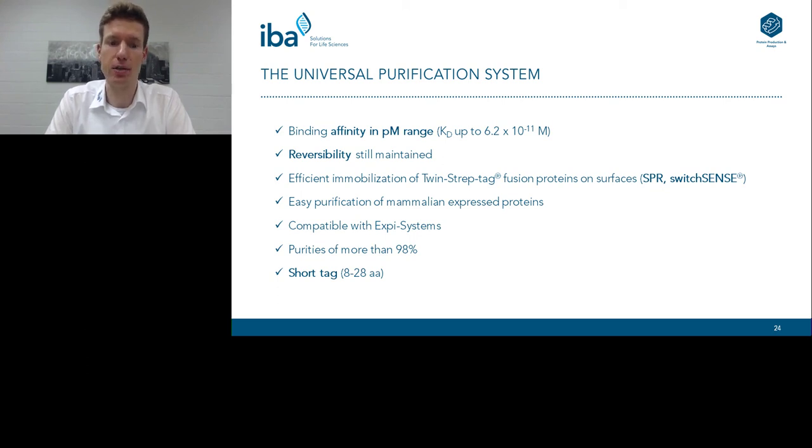And finally, the tag is very short. The Strep-tag has 8 amino acids, and the Twin-Strep-tag consists of 28 amino acids. So for most applications, it's not necessary to cleave off the tag, and the tagged proteins were efficiently used in animal studies from our customers.